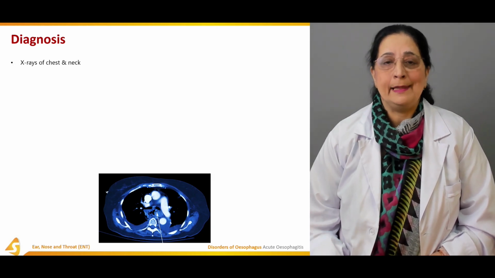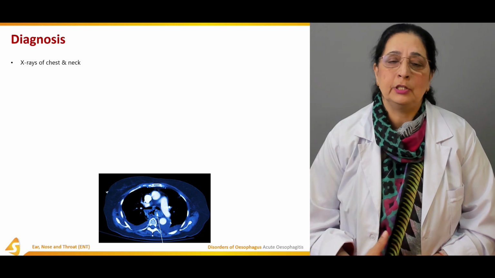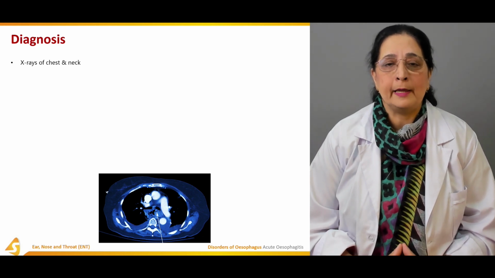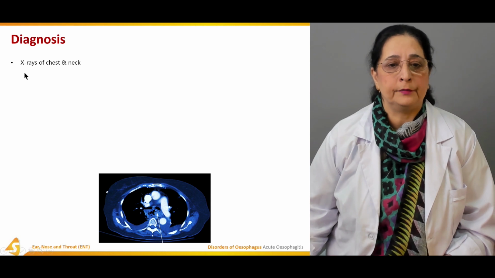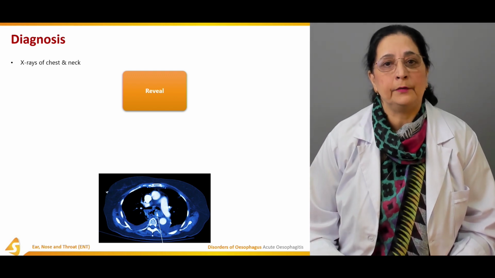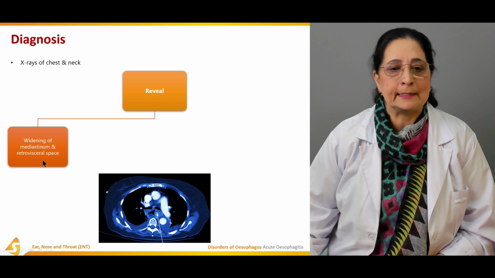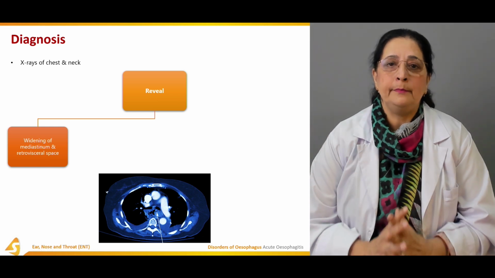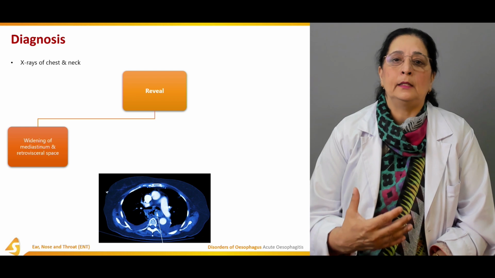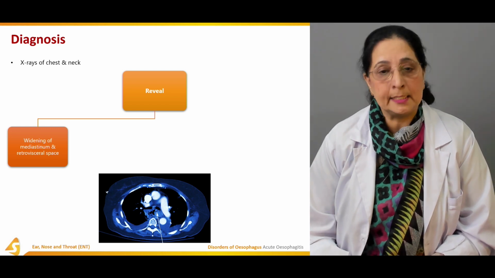X-rays of the chest and neck. What are the diagnostic procedures that help us to find out the rupture of the esophagus? X-ray of the chest and neck, which reveals what we will find in the X-ray of the chest and neck. There is widening of mediastinum and retrovisceral space. So there is widening of the mediastinum because of all the effects that are associated with the rupture, like emphysema, pneumothorax. There is widening of the mediastinum.